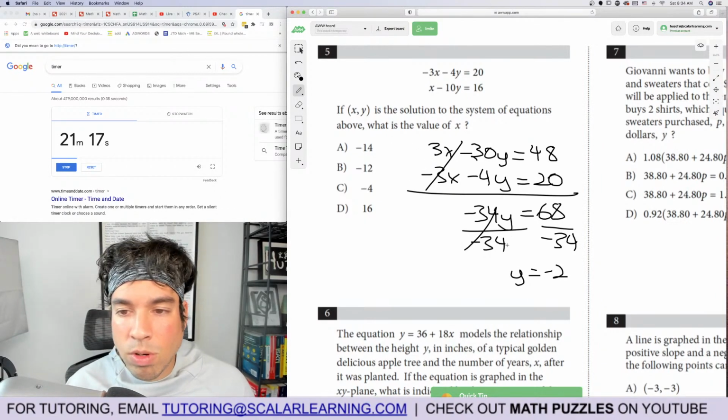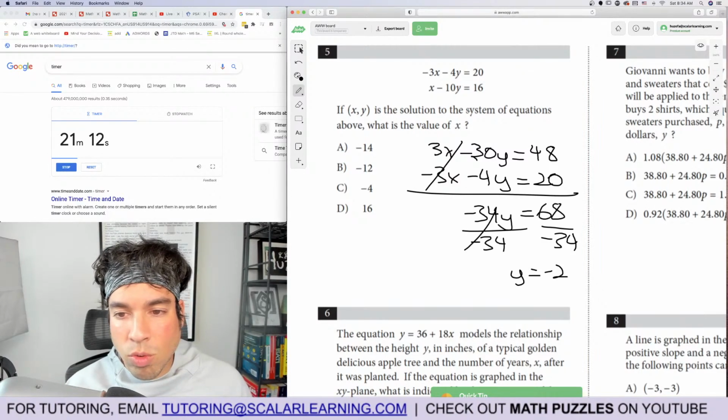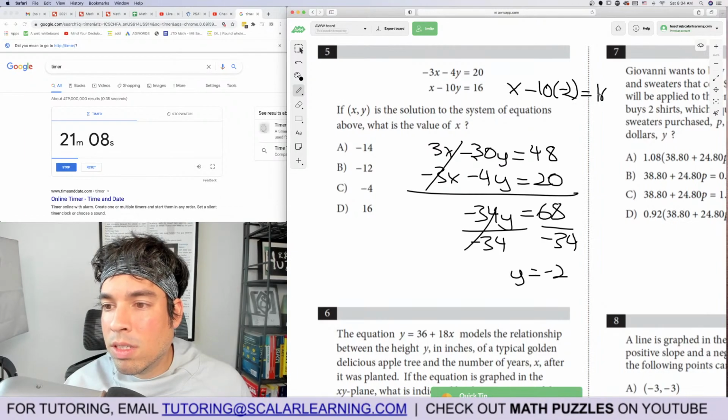But, oh, they wanted x. Okay, well, I didn't read carefully enough, but that's okay. Now I just plug in negative 2 to either of these equations. Let's do the bottom one. x minus 10 times negative 2 equals 16. x plus 20 equals 16.